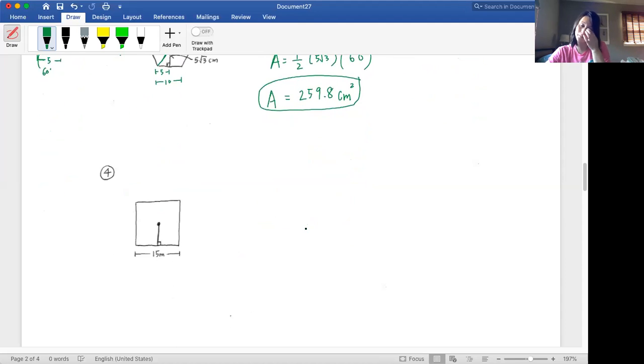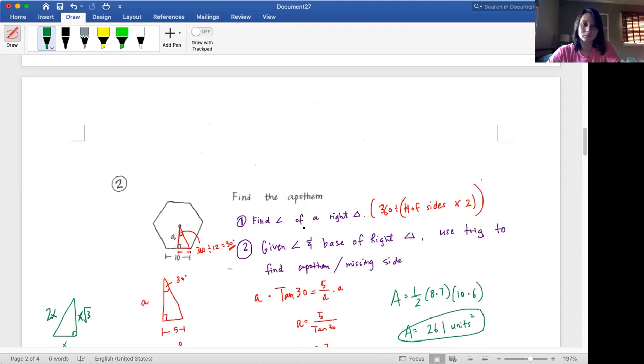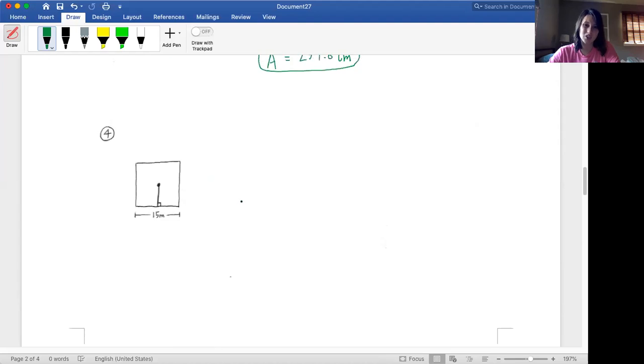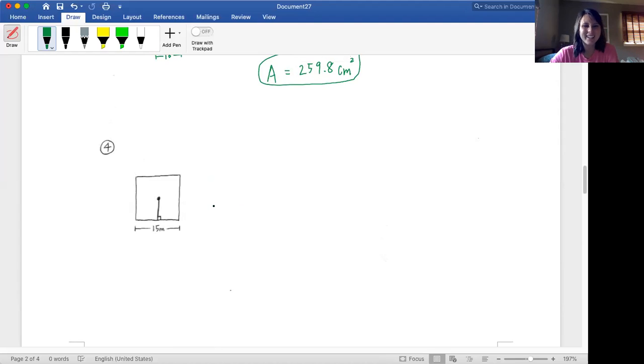Okay, let's look at number 4. So number 4, we've got a square and we need to find the area. Well, if this is a regular square, can't we just do 15 times 15? Yes, you can. 15 times 15 is 225 meters squared. Okay, we're done. However, I want to double check to make sure that we can use this method to still find the same thing. So we're going to practice this a little bit and see if we get the right thing, okay?